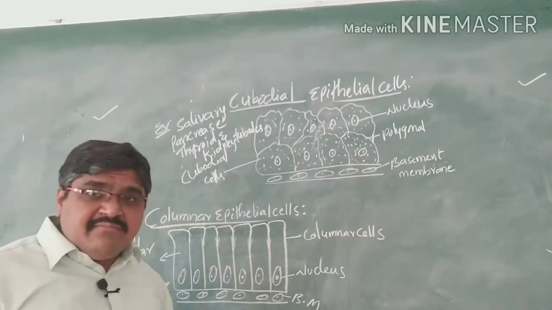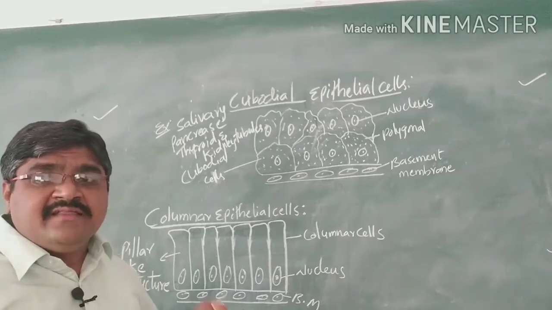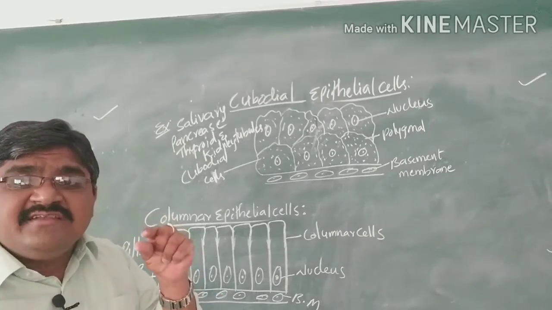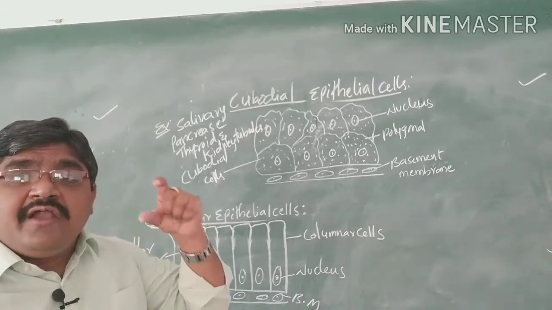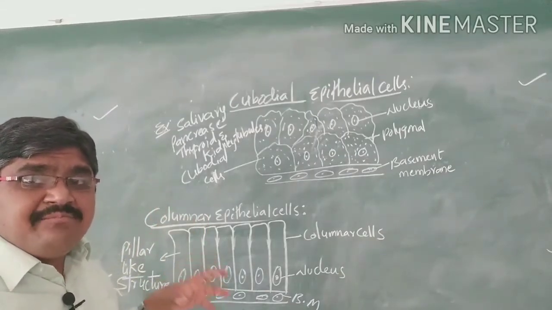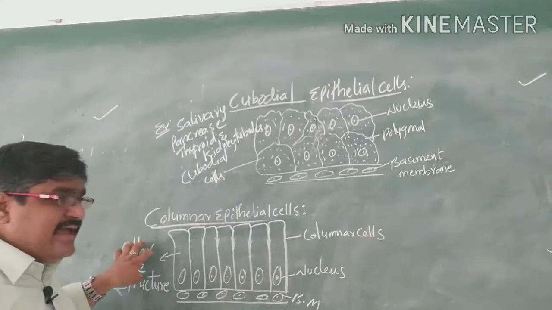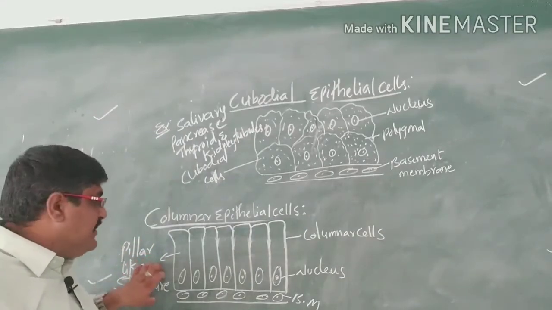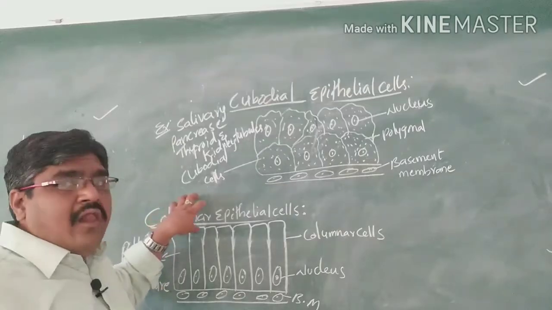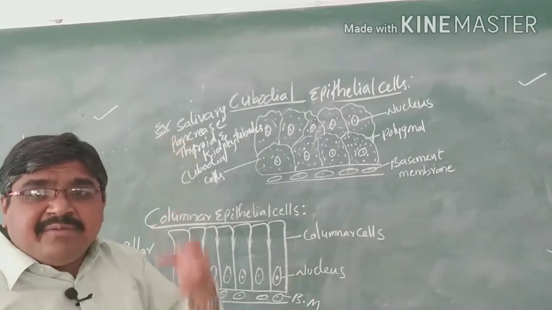Towards the basement membrane they are very narrow in structure, but at the free ends they are very broad, so they appear as pillar-like structures. These pillar-like structures we call a column. Column means a pillar-like structure.